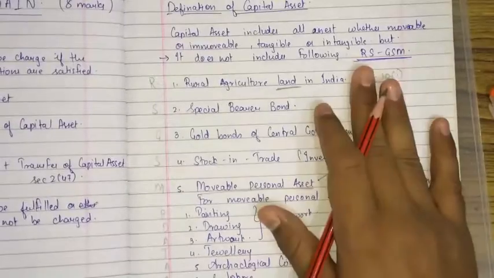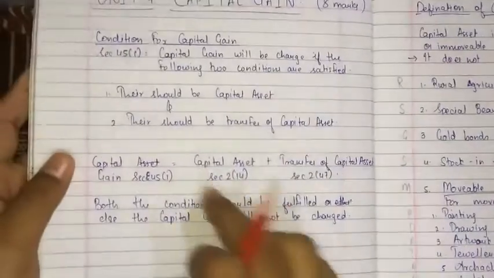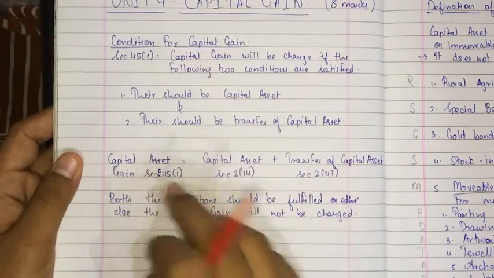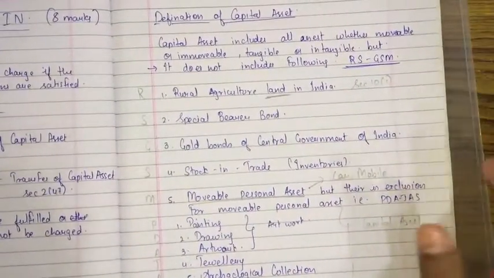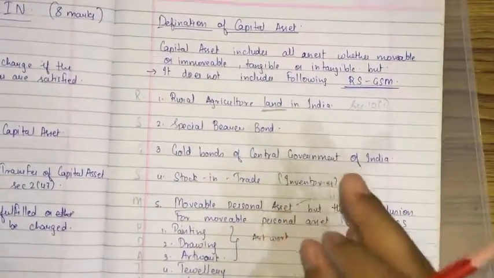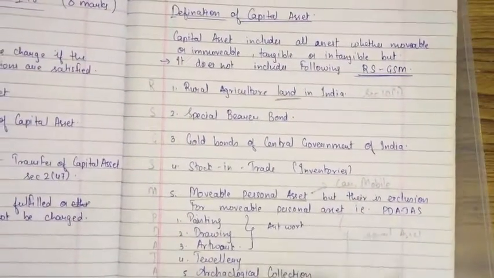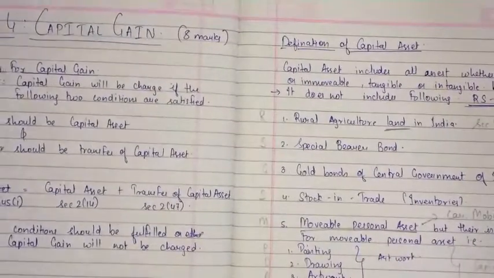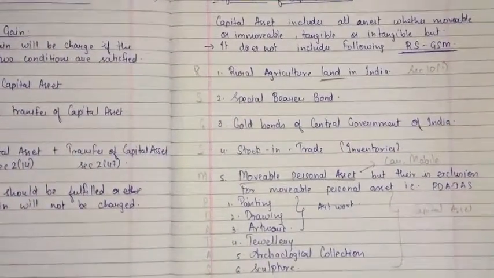So now you are aware what capital assets are, and if it is a capital asset and it is transferred, then capital gain will be chargeable. So we are slowly moving ahead in this chapter. Have patience. In the beginning this chapter is a little boring, but after that, as you do practical sums, you will feel it's very interesting and you will get a total of 8 marks easily. So don't worry. I hope you have done copying.